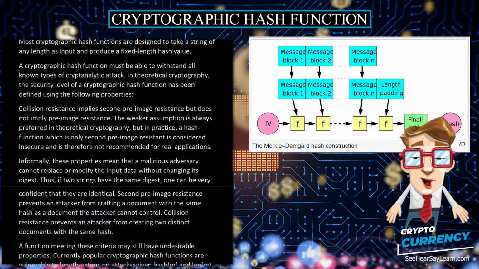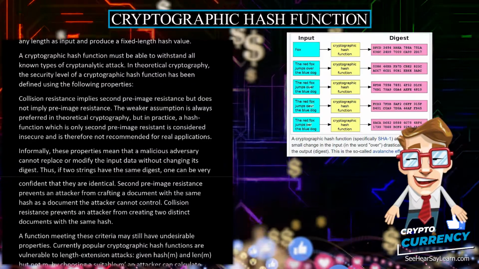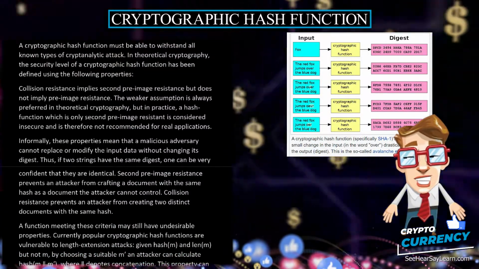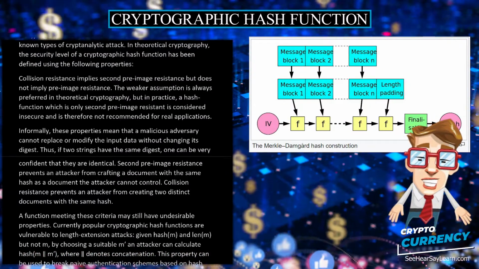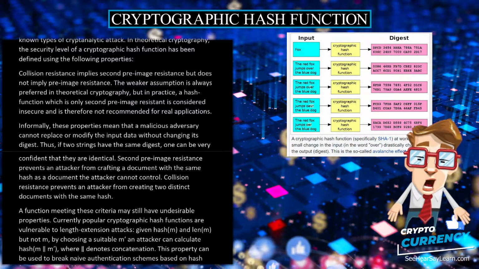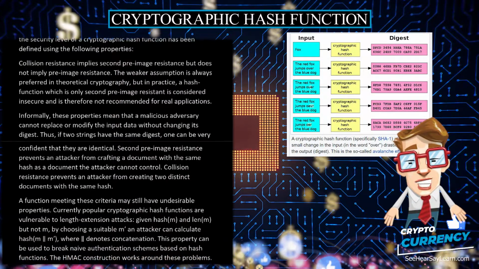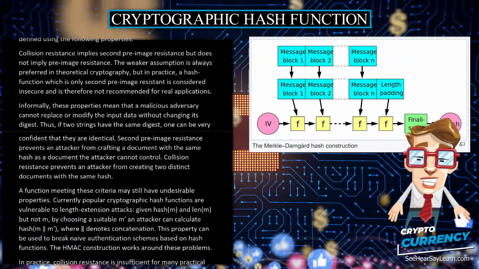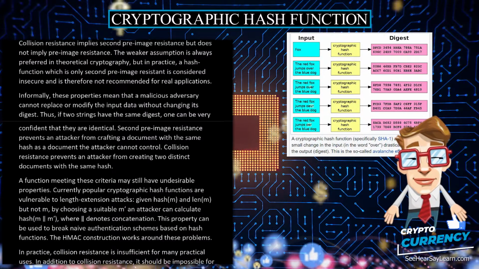In theoretical cryptography, the security level of a cryptographic hash function has been defined using the following properties. Collision resistance implies second pre-image resistance but does not imply pre-image resistance. The weaker assumption is always preferred in theoretical cryptography, but in practice, a hash function which is only second pre-image resistant is considered insecure and is therefore not recommended for real applications.